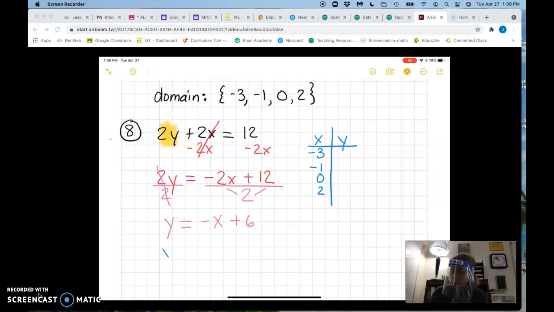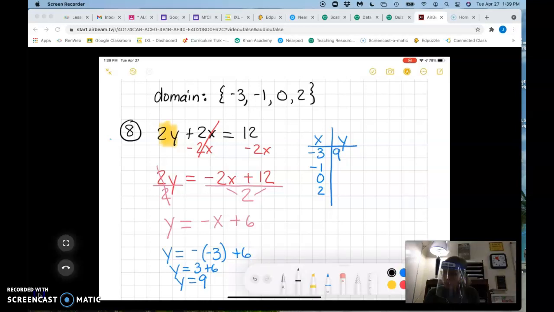All right, so I can say y equals negative. Be careful here because you have a negative on the x, and then you have a negative on the number. So what happens is those two negatives turn positive, and I have 3 plus 6, which is 9. All right, so I'm just going to keep plugging in my domain and see what the range equals.